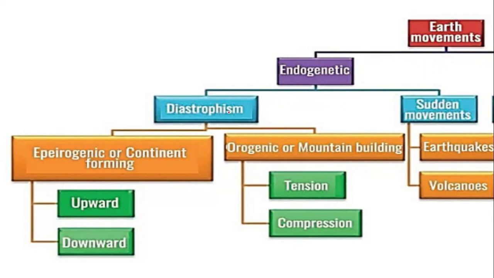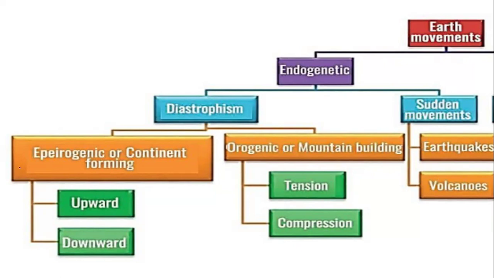Now, endogenetic forces are divided into two parts. One is diastrophism and the other is sudden movement. Now, diastrophism involves epeirogenic movement, or the continent forming movement, and the other is the orogenic movement, or we call it the mountain building movement. Whereas sudden movements cause earthquakes and volcanic eruptions.